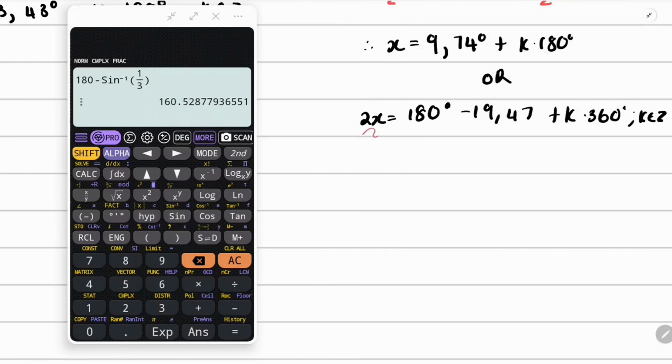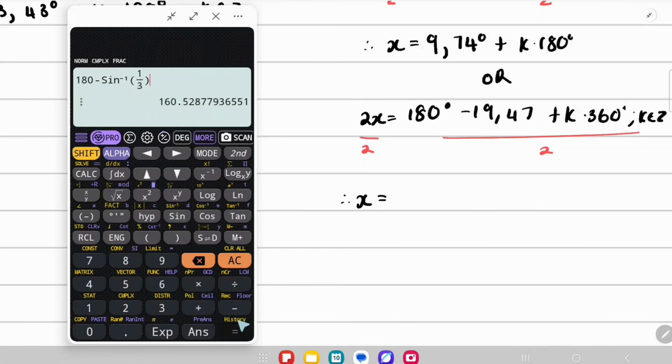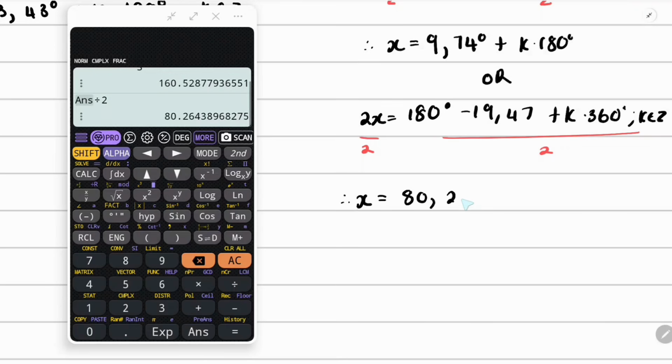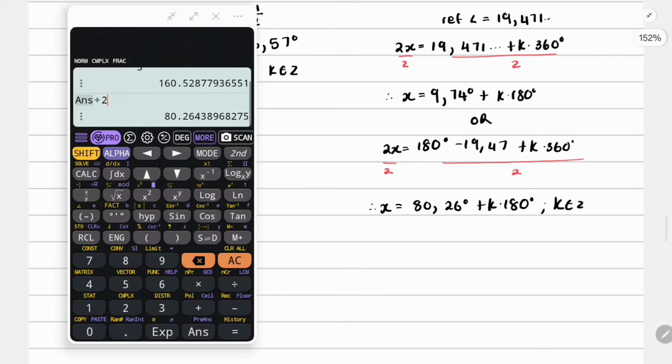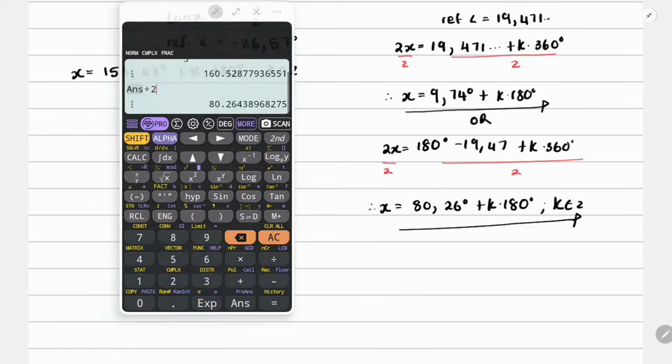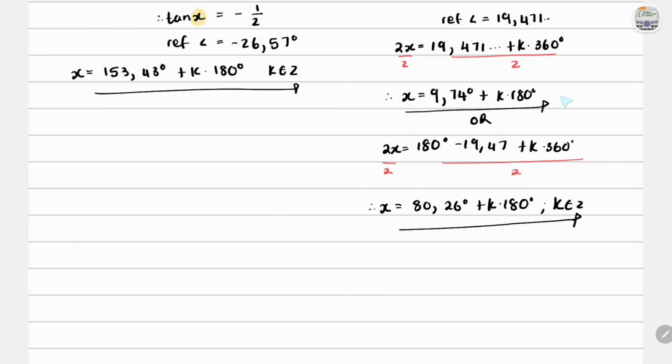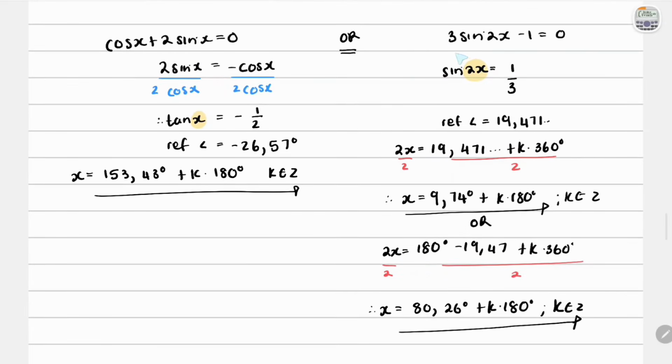And then we can divide both hand sides by 2. And this is x is equal to, and if you take all of that and you say divided by 2, you get 80.26 degrees plus k of 180 degrees. Let me just leave that k is an element of integers at the last answer, okay? So x is either equal to this or this, or x is equal to that. Okay, so that is our answer, and those are our solutions.